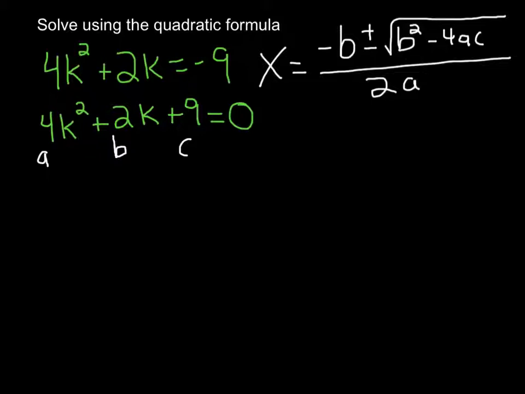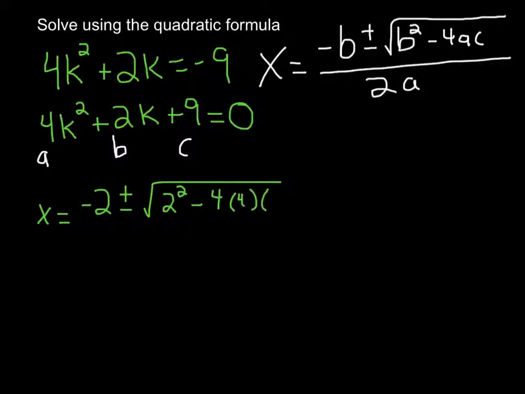So we've got x is equal, let's see, negative b is going to be -2 plus or minus the square root of 2 squared minus 4 times a, and a is 4, c, and c is 9. All divided by 2 times 4.